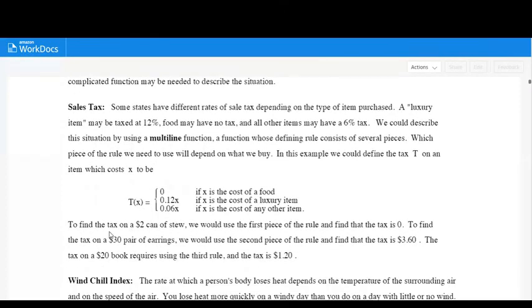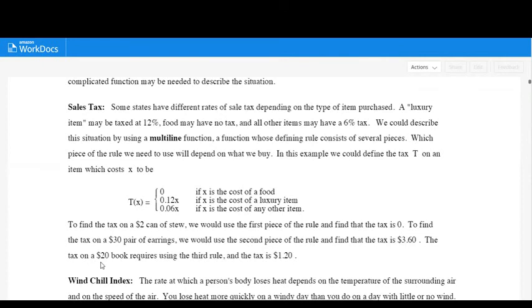So, for example, to find the tax on a $2 can of stew, stew is a food, so that means we will use the first line of the rule, then we can find that the tax is 0. Kasi nga, 0 yung tax, basta food. To find the tax on a $30 pair of earrings naman, earrings are considered a luxury item. So 12% yung tax niya. So 30 times 0.12, you'll get $3.60 yung kanyang tax.